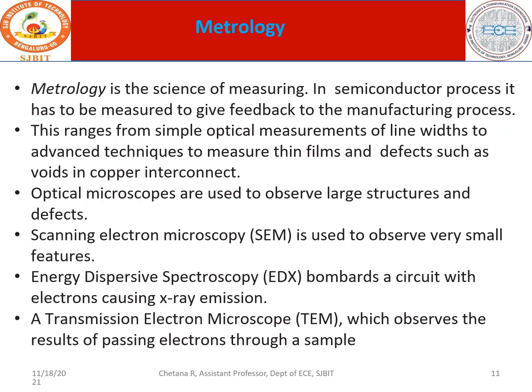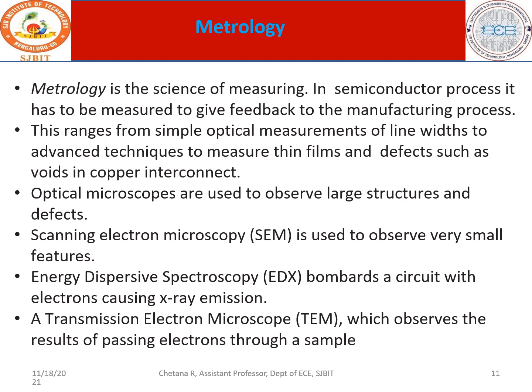Last, after passivation, your IC is almost ready. The next process is called metrology. Metrology is the science of measuring. You have to measure. Metrology is nothing but the study of metrics. In the semiconductor process, it has to be measured to give feedback. In any semiconductor process, in any manufacturing industry, you have to have feedback. Once the feedback is confirmed, it is fine, you can accept the design. If any modifications need to be made, it is based on the feedback. So feedback is very important.